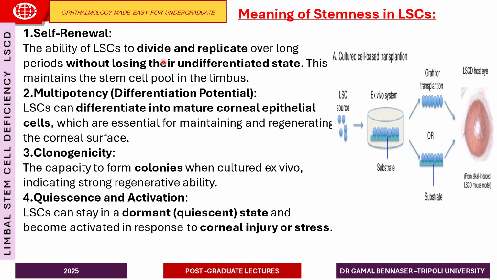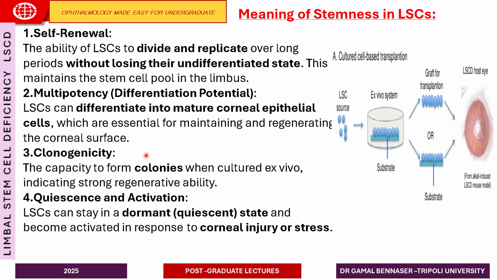Another factor related to stemness is clonogenicity. By clonogenicity, it means the ability of these cells to form colonies in the culture media. When they are placed ex vivo in the culture media, they will form colonies of these stem cells. This ability is also related to their stemness. And finally, they have the potential and the ability to stay quiescent for a long period of time until they get activated by any stimulus. The stimulus for activation is, of course, corneal injury.